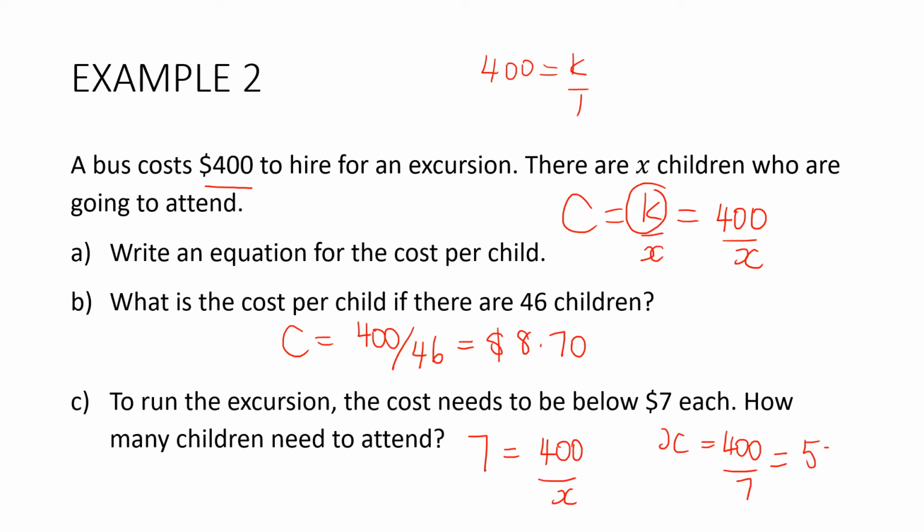So how many children do I need? Is 57 okay? No, it's not. We need to round up. We need 58 students.